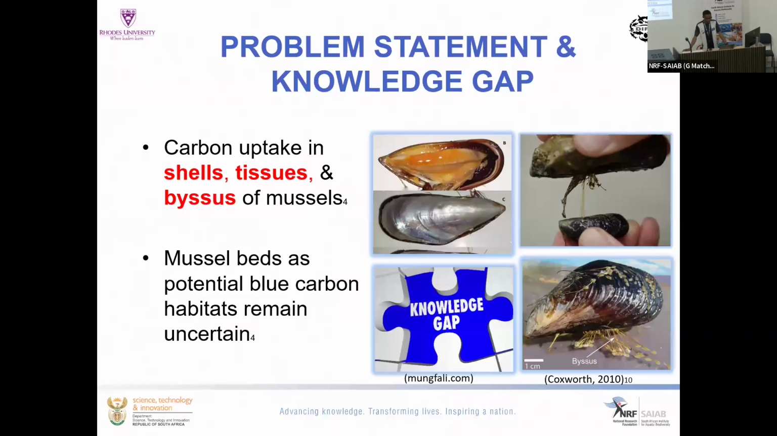So now, to supplement the blue carbon ecosystems, mussels are identified for their potential to sequester carbon in tissues, shells, as well as in basal threads. However, within our region, no studies have in fact been presented on mussels as blue carbon species.